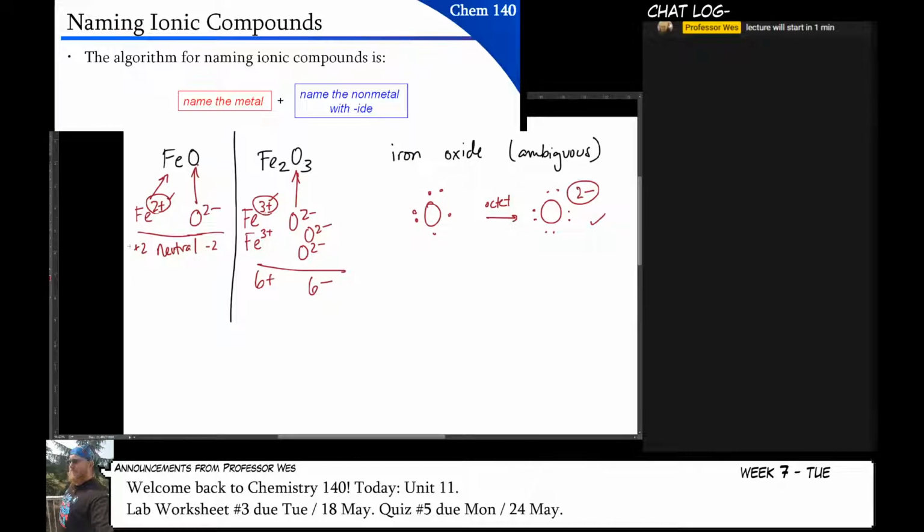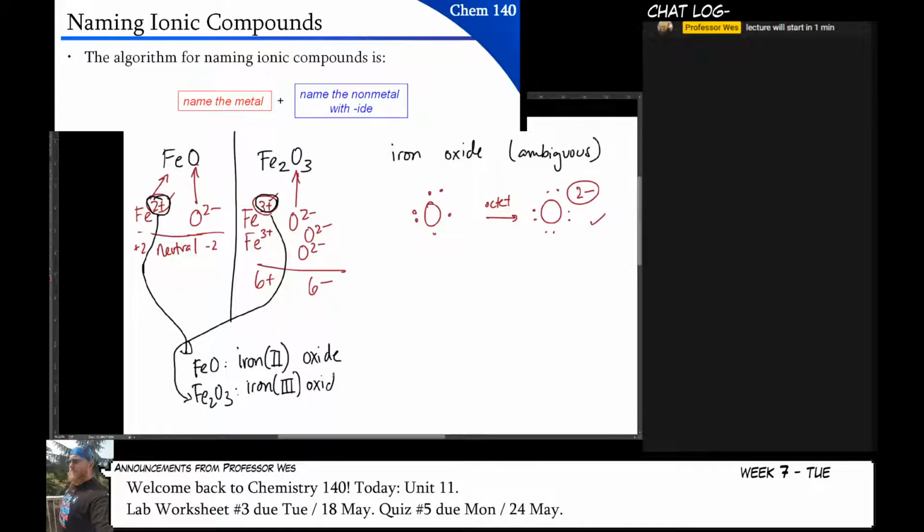And here's how we do that. Since iron in the left compound was +2, we're going to call it iron 2 in Roman numerals oxide. And actually, I shouldn't be circling this thing right here. I should be circling this thing right here. There we go. Because now I'm going to do the same thing. We're going to circle this one. We're going to name this one, which is Fe2O3, iron, parentheses, 3 oxide.